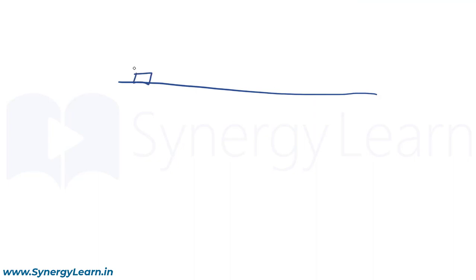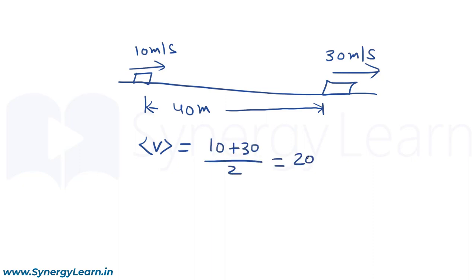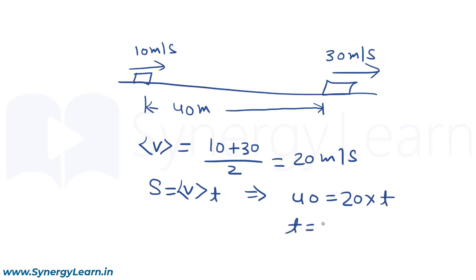Let us take another example. Say a particle has initial velocity 10 meter per second and final velocity 30 meter per second, and it travels a distance of 40 meter. Then its journey time with constant acceleration will be? So here the average velocity will be equal to 10 plus 30 by 2, which is 20 meter per second, and displacement is average velocity into time, that is displacement is 40, average velocity is 20, time is t, or time is 2 seconds. So using average velocity in many questions is of great help.